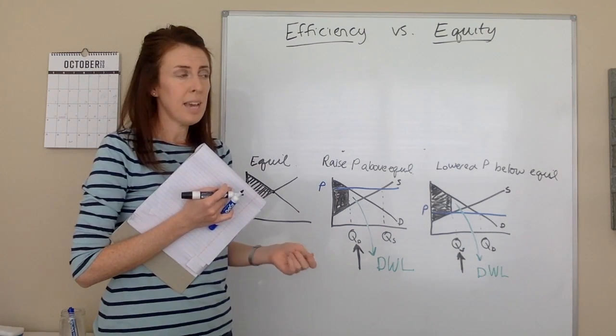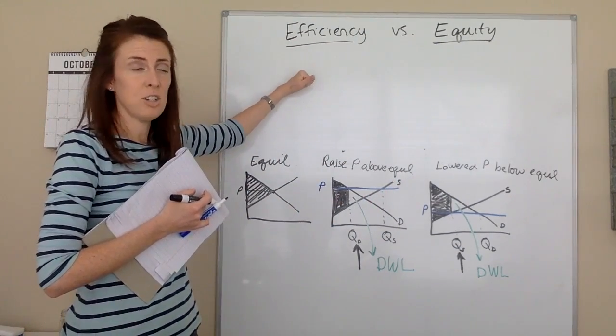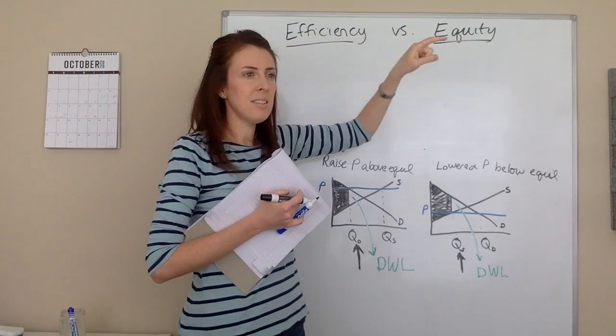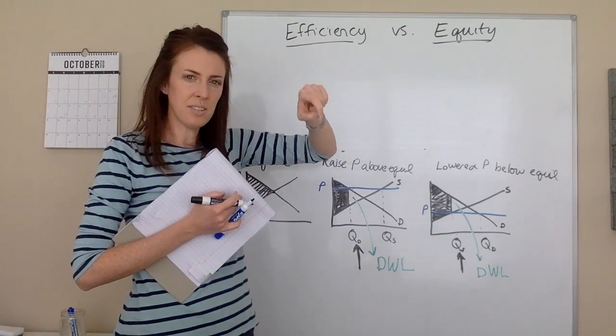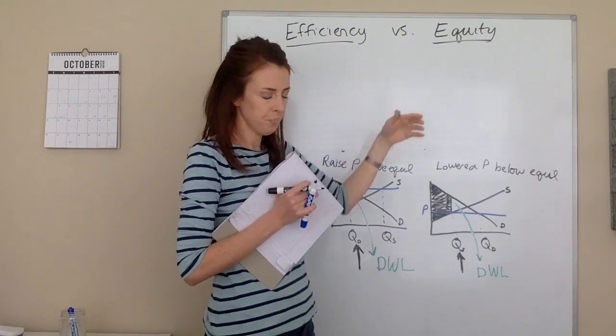But what might be the case is that you would have a huge, huge pie. So we're doing great in efficiency, but the pie is cut such that producers get a tiny little sliver of it and consumers get the rest of the pie. So that's not equitable.